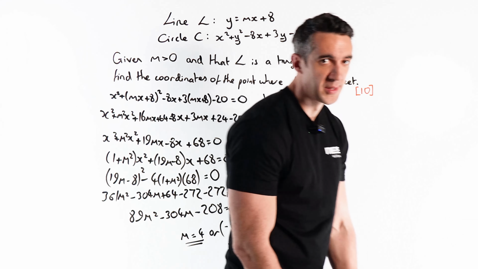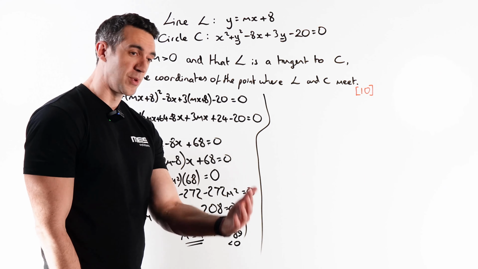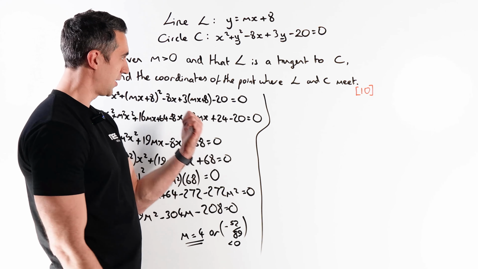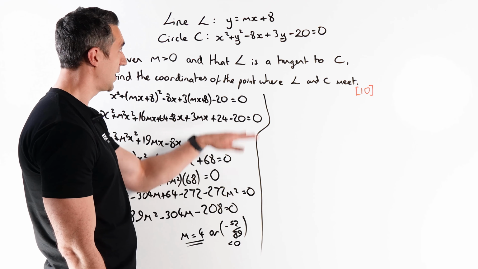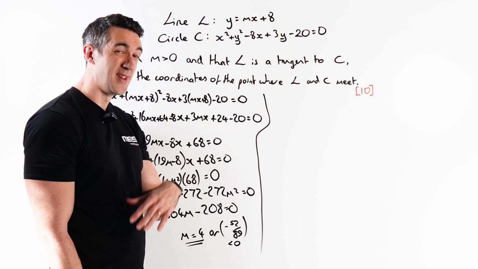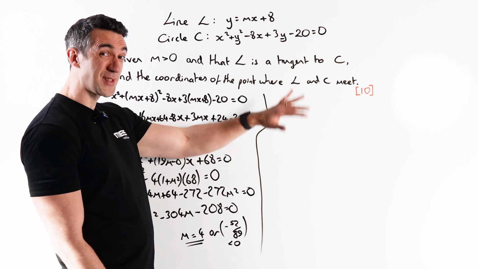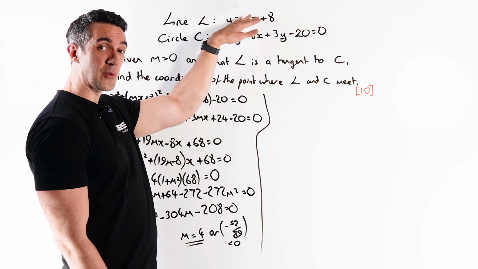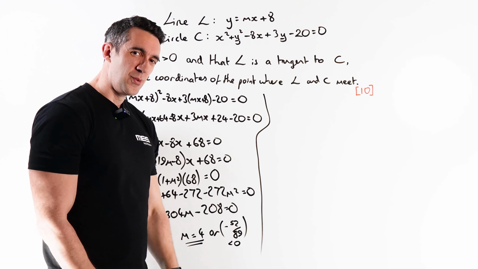So that means now we can carry on with the rest of it. Remember, that wasn't the aim. The aim is to find out where the coordinates are. So if m equals 4, we now know this line is y equals 4x plus 8. Some people are sometimes tempted to go back to the beginning and start with y equals 4x plus 8 and repeat. Don't want to do that.